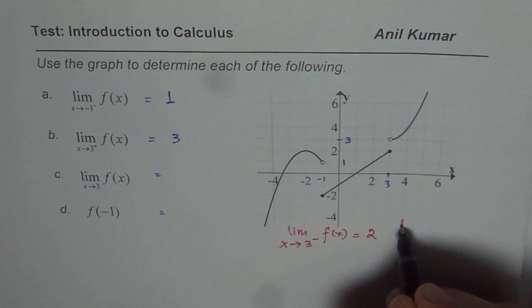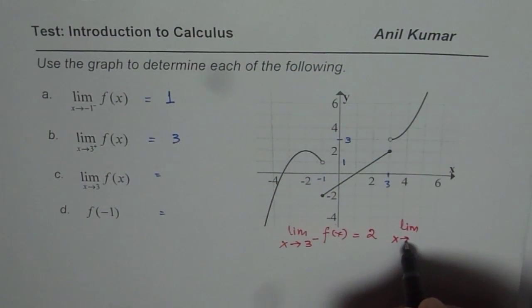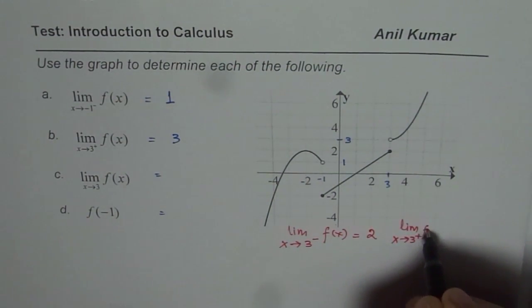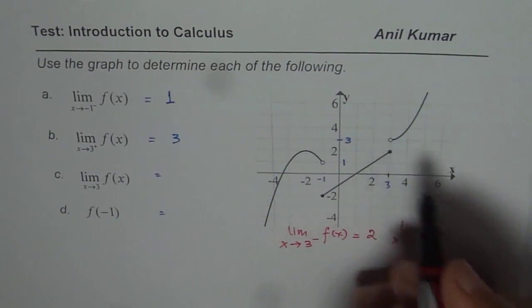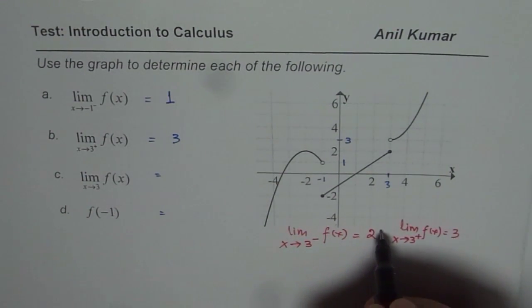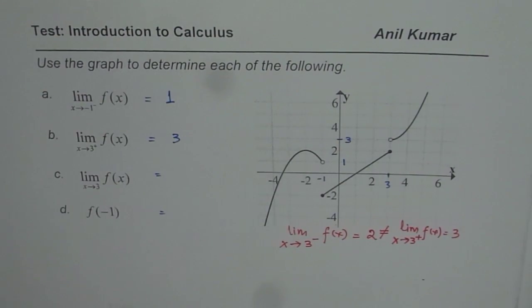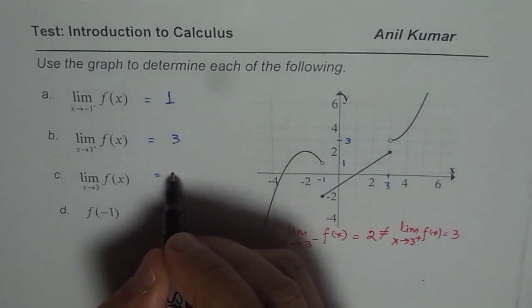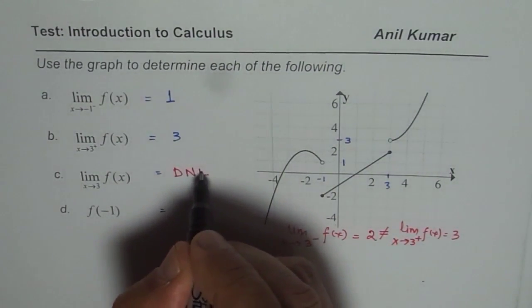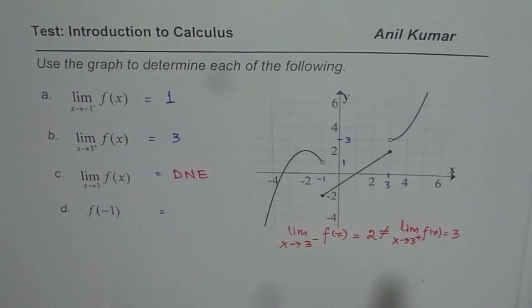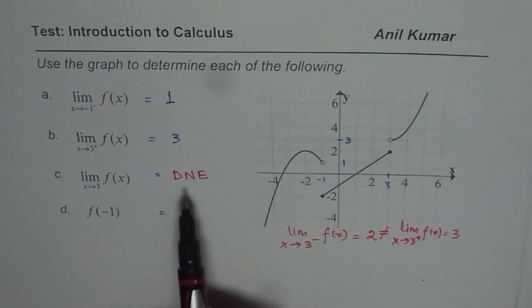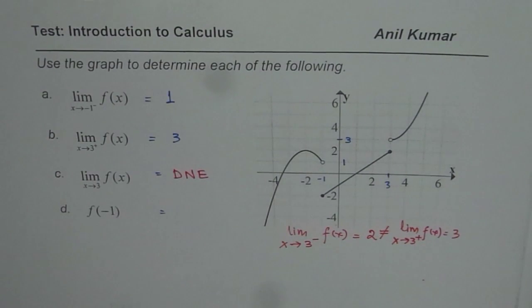But from the right side, what did we see? The limit when x approaches 3 from the right side for the same function is 3. Now these limits are not equal. Do you get the point? Since they are not equal, we'll say it does not exist. So that is how you have to reason it out and then give your answer. So that is very important for you to understand.